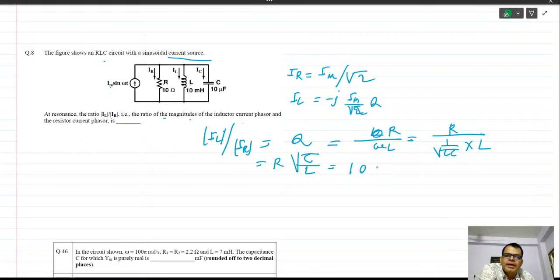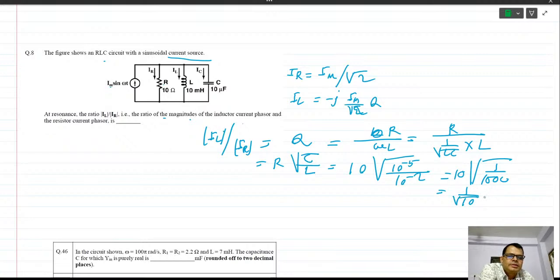So R is 10 ohm, root of C, where C is equal to 10 microfarad, 10 to the power minus 5, and L equal to 10 millihenry, 10 to the power minus 2. 10 into root of 1 upon 1000, right? So 1 upon root 10. Which comes out to be how much? 0.316. All correct.